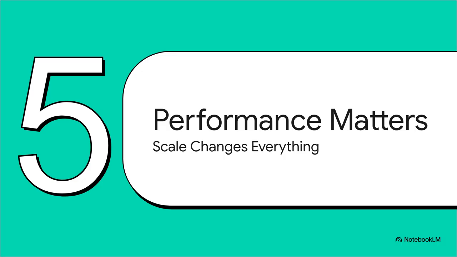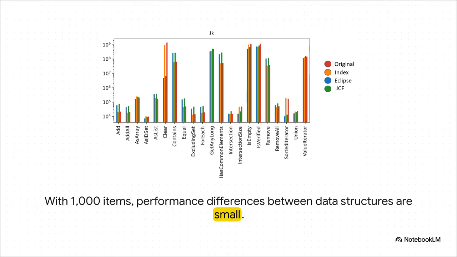But wait, it's not quite that simple. It's not just about picking arrays versus collections. Even within the world of collections, the specific type you choose can have a huge impact on performance, especially when you start dealing with a lot of data. Take a look at this chart. It's comparing how fast different data structures are at doing their thing. Now, when we're only working with 1,000 items, which sounds like a lot, but in computing it's pretty small, you can see that most of them perform pretty similarly. That green bar, the standard Java collections, it's right there in the mix. The differences are tiny, almost unnoticeable.